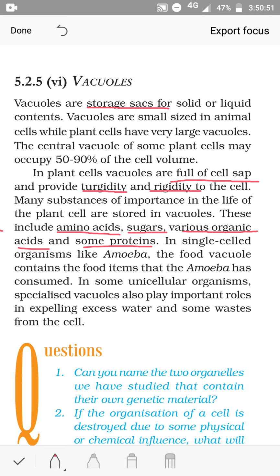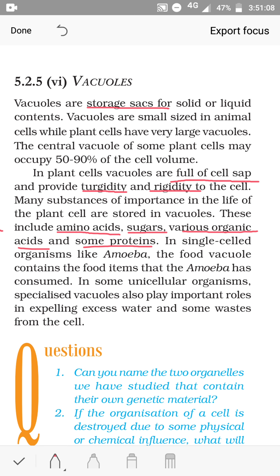In single-celled organisms like amoeba, the food vacuole contains the food items that the amoeba has consumed. So when the amoeba engulfs its food, it forms a food vacuole. Inside remains the food, where it is being digested.